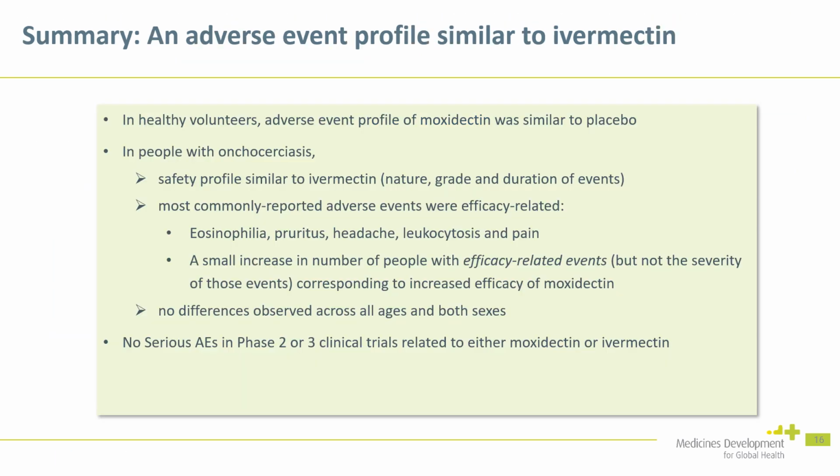So let's move on to the safety of moxidectin. In healthy volunteers, the profile of adverse events has been shown to be similar to placebo. And in people with onchocerciasis, the most commonly reported adverse events were related to the efficacy of treatment, resulting from the immune responses to the dying microfilariae, and similar to the events seen with ivermectin. Overall, efficacy-associated adverse events were no more severe with moxidectin than with ivermectin. None of the serious adverse events reported in any of the studies conducted to date have been assessed as drug-related.